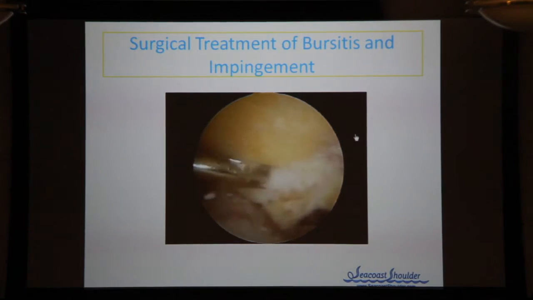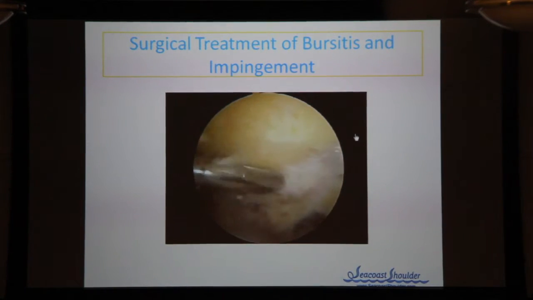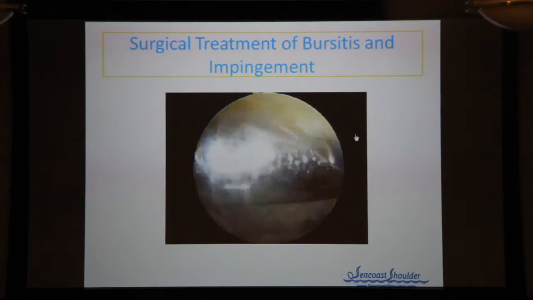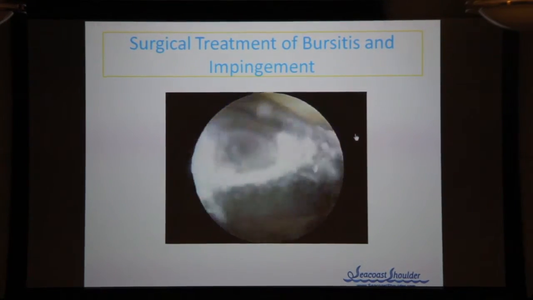So you completely removed the bursa? Or did you just clean it? You removed it. And it grows back? It will grow back thin like a ceramic.